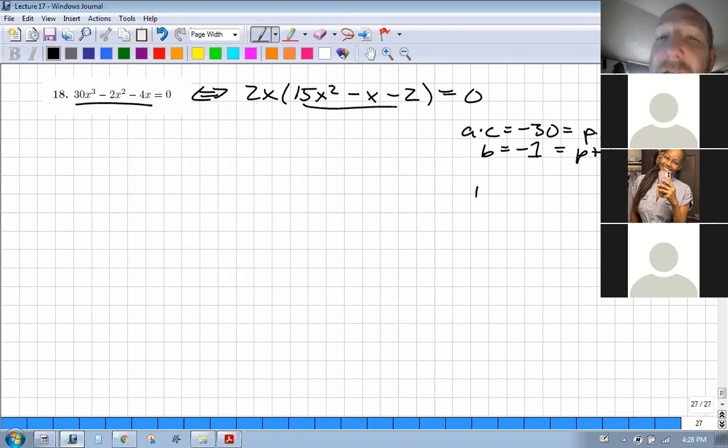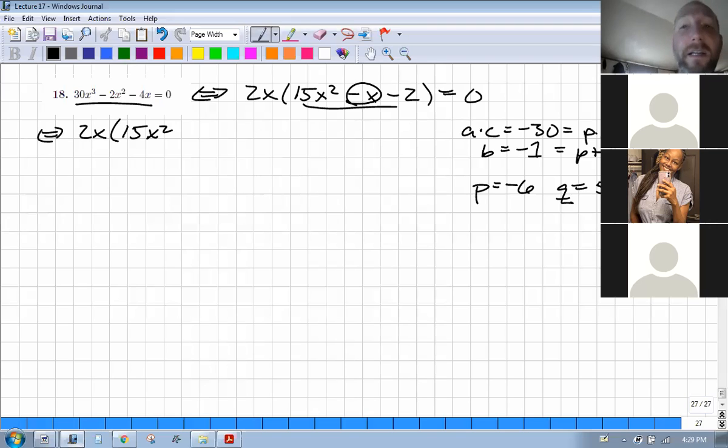So I'm thinking P and Q can be negative 6 and 5. They multiply to give us negative 30 and add to give us negative 1. So we have a 2x. We're going to rewrite this minus x as a negative 6x plus a 5x.